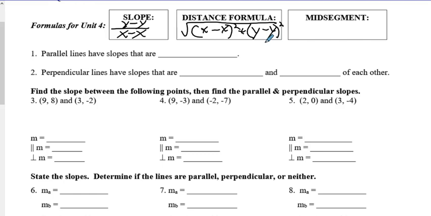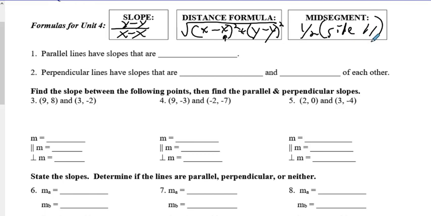Be careful. This is why I say put the shell of the formula down first, then plug in the numbers, so that you don't make a mistake plugging in negative numbers here. You will get double negatives at times. And the mid-segment is not really a formula, it's just half of the side that is parallel, or half the parallel side.